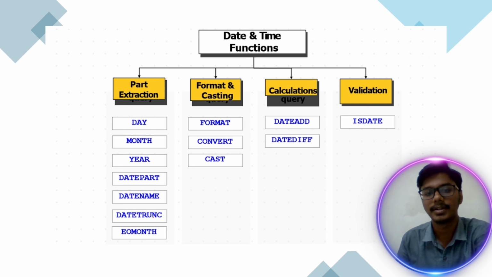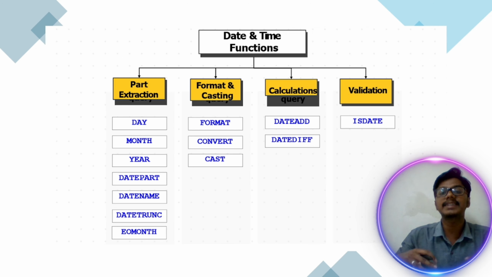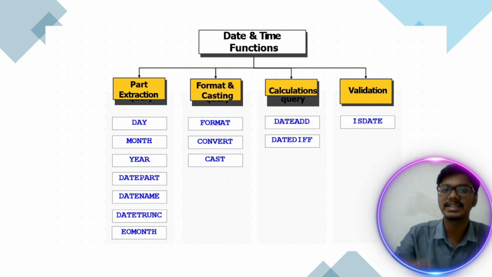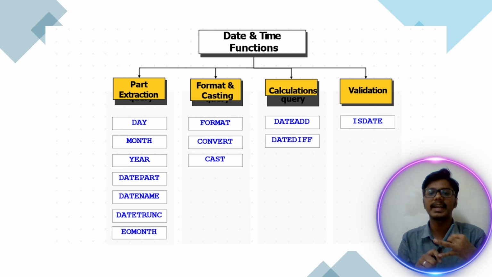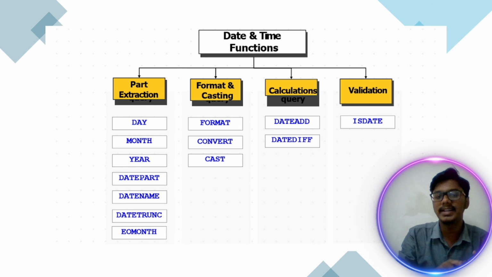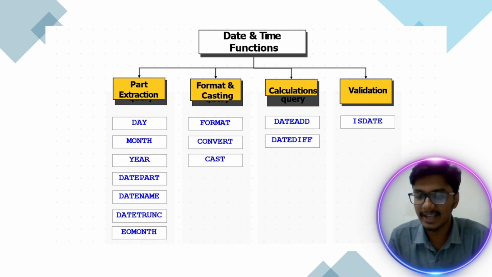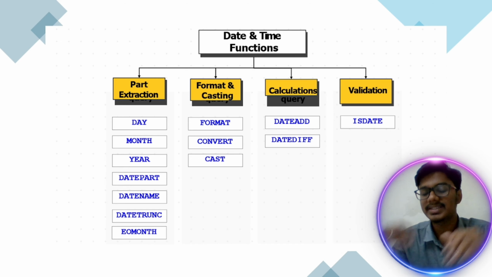So let's dive into it. I have categorized the DateTime functions into four main categories: part extraction, format and casting, calculation query, and validations. What does that mean? I will explain these categories.